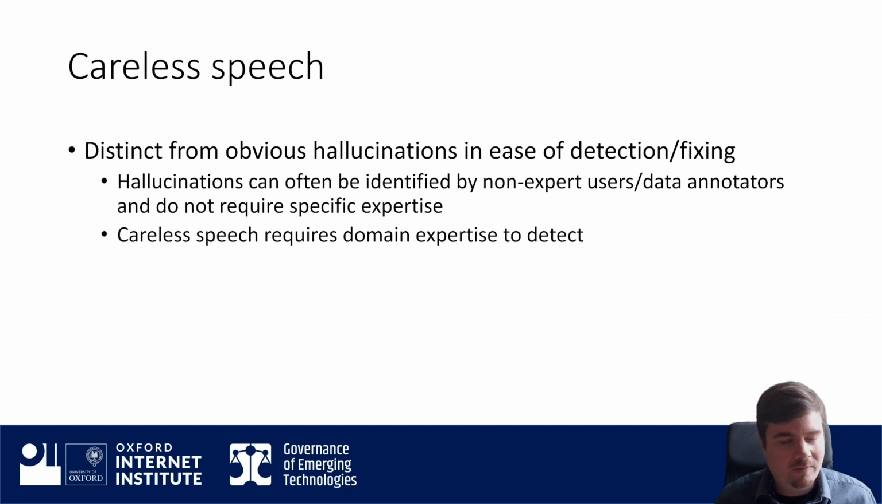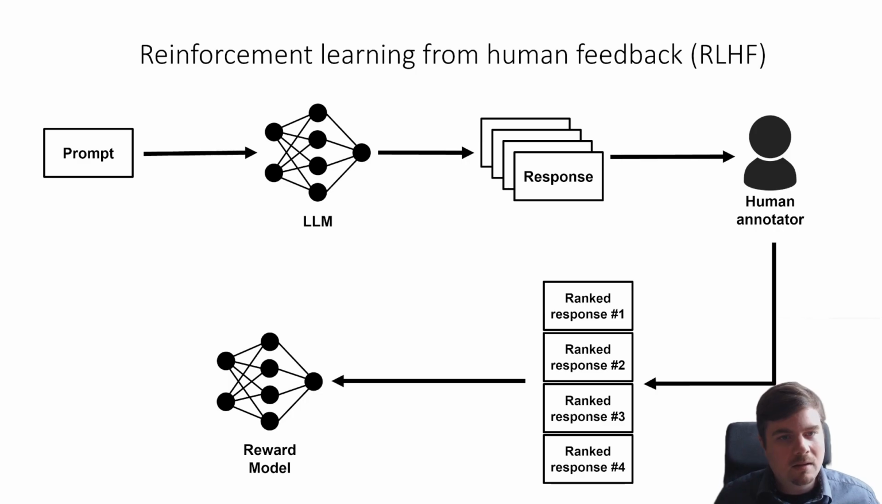Hallucinations can often be identified by non-expert users or data annotators. They don't require any specific expertise to actually detect and know that they're wrong, whereas careless speech requires some sort of pre-existing domain expertise in order to detect. So these are subtle inaccuracies. They are things that are hard to detect as incorrect when you're looking at the output of these systems. And the language models we have today are very much built on what's called reinforcement learning from human feedback, or RLHF. And that's where you can see a lot of the obvious hallucinations getting picked up by the human annotators or the data annotators.